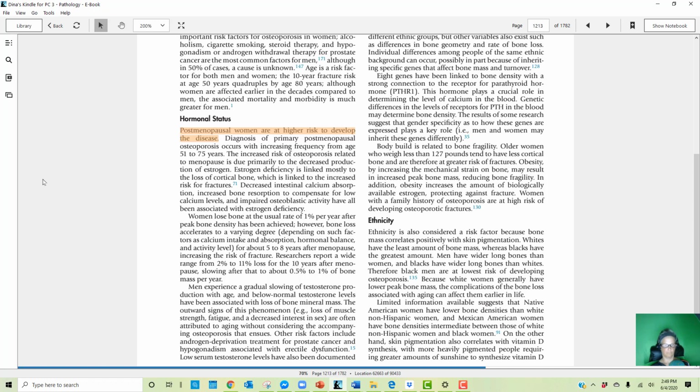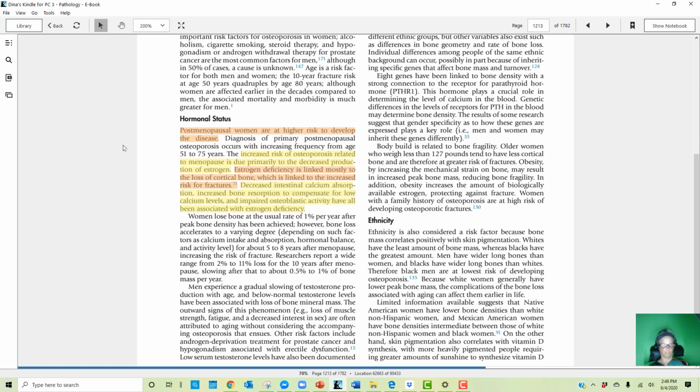The increased risk of osteoporosis related to menopause is due primarily to the decreased production of estrogen. Estrogen deficiency is linked mostly to the loss of cortical bone, which is linked to the increased risk for fractures. Decreased intestinal calcium absorption, increased bone resorption to compensate for low calcium levels, and impaired osteoblastic activity have all been associated with estrogen deficiency.